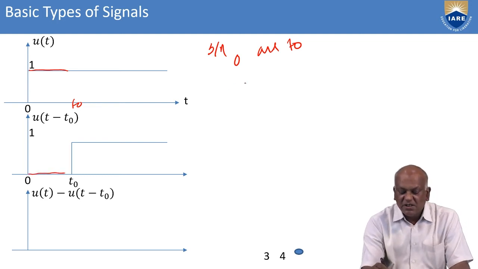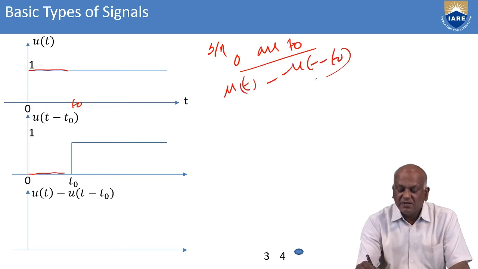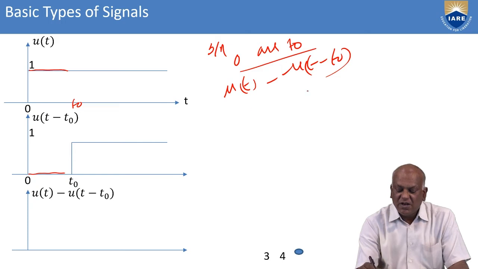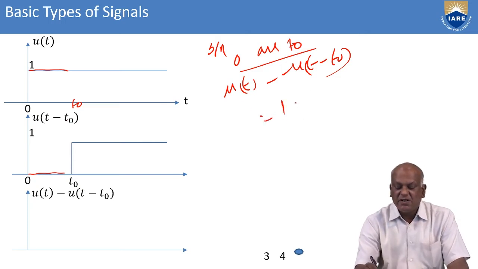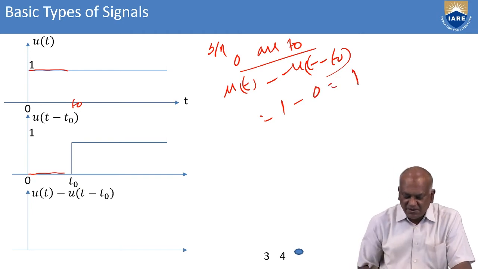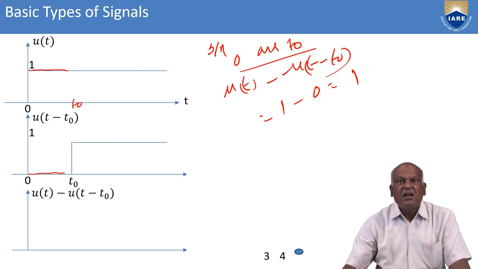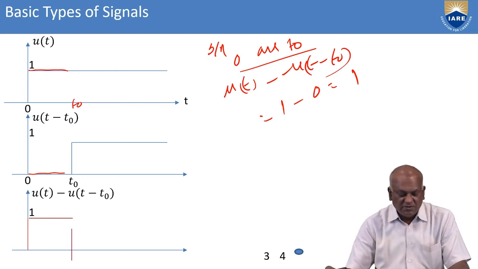That's why I am writing, between 0 to t0, u of t equal to u of t minus t0. The u of t value is equal to 1, and the u of t minus t0 value is equal to 0. That's why this is represented by u of t minus t0 like this, between 0 to t0.